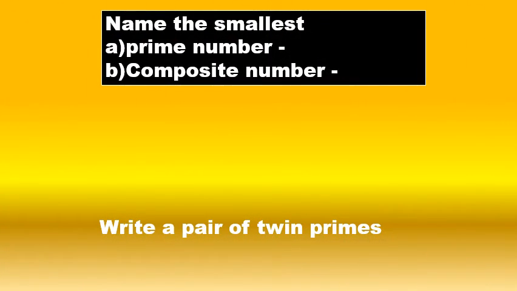Next is name the smallest prime number. We have already discussed this, that the smallest prime number is 2. Next is the smallest composite number. Can you think of it? Yes, it's 4.